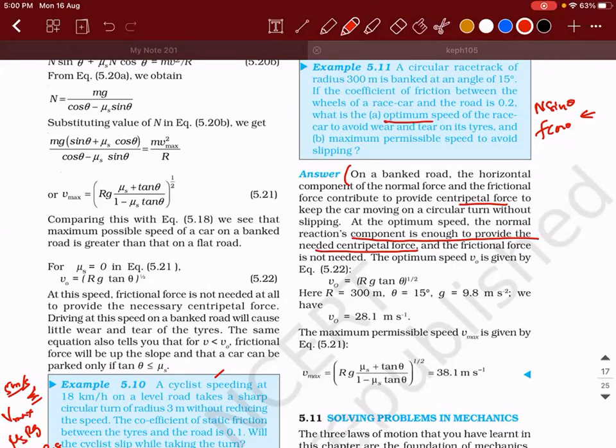So what is the optimum speed to be maintained so that the wear and tear of tires is avoided? When will wear and tear come into the picture? Only when friction is acting. So if you have to avoid friction coming into the picture, then you should maintain a speed in such a way that N sin theta itself is sufficient. I repeat, N sin theta itself is sufficient and the frictional force component can be 0. That is when you will avoid the wear and tear. In that scenario, N sin theta itself will provide the necessary centripetal force, and N cos theta will balance mg.